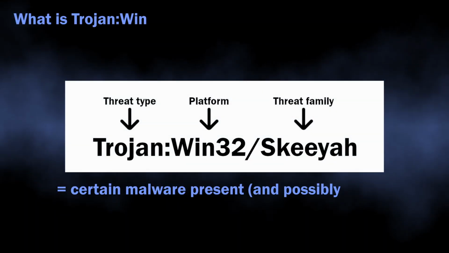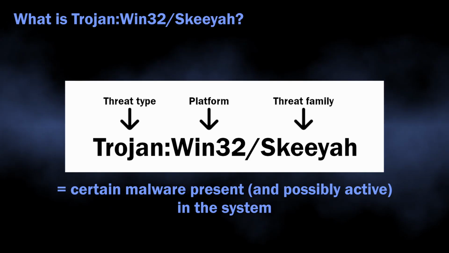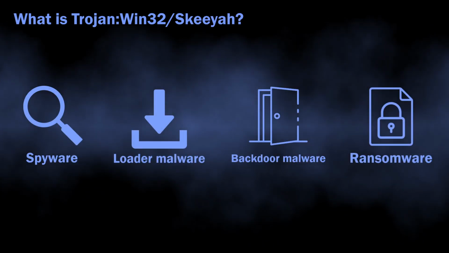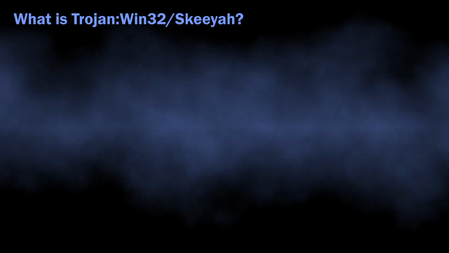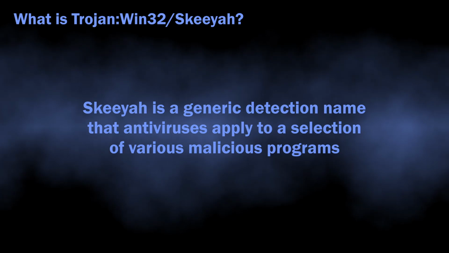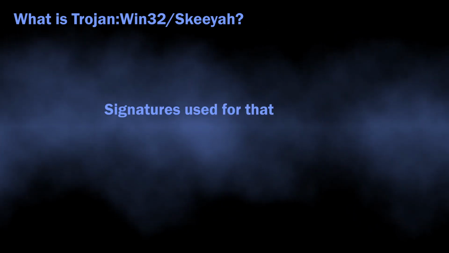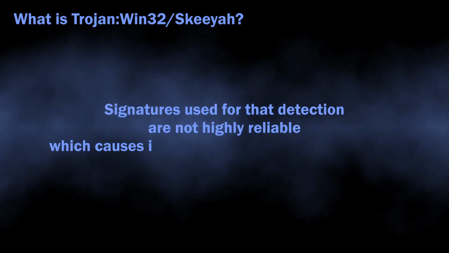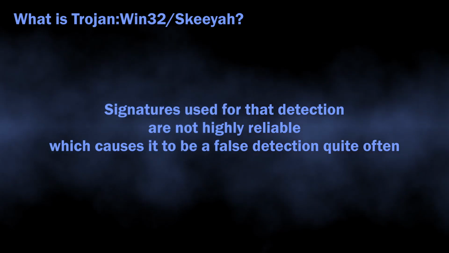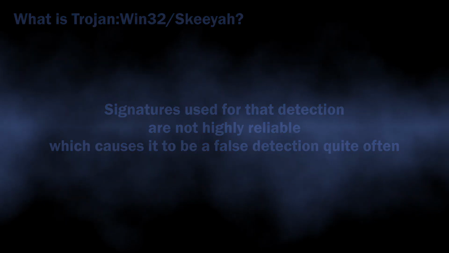In normal situations, Trojan Win32 Skeeyah can flag a wide variety of malicious programs, from loaders, spyware, and backdoors to ransomware. The name is totally generic. There is no big malware family that has such naming. The signatures that are used to detect this malware are not very reliable, which leaves plenty of room for incorrect detections, but we will get back to it later.